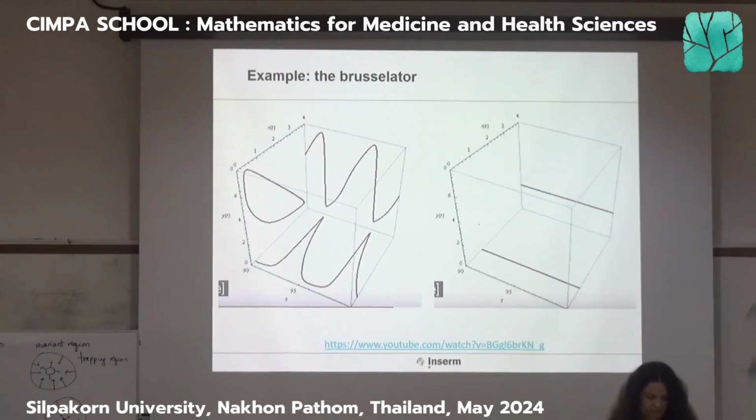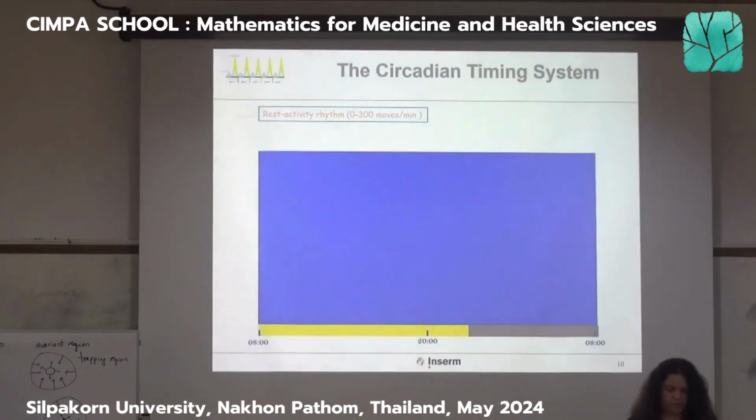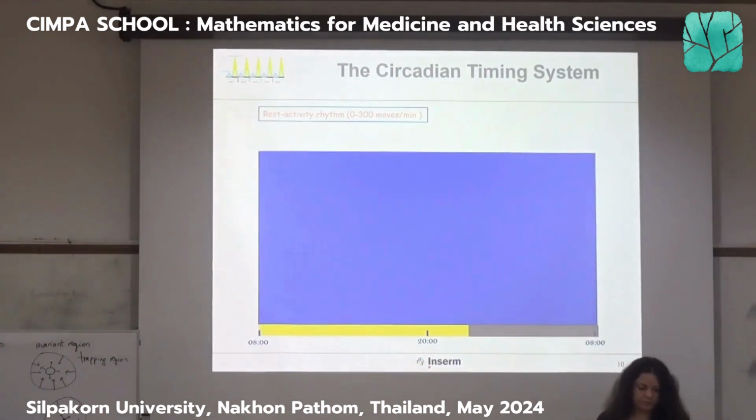Okay, so this is the first example of a simple oscillator, a simple dynamical system. So now let's go to something that is a bit more relevant to biology. So the idea is to go into the 24-hour rhythms. So we all have 24-hour rhythms.